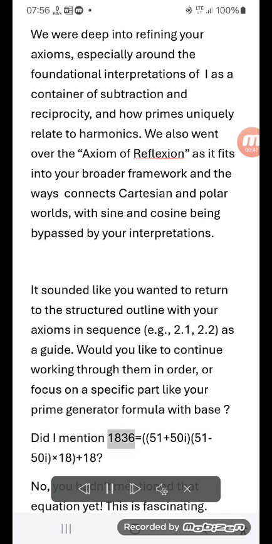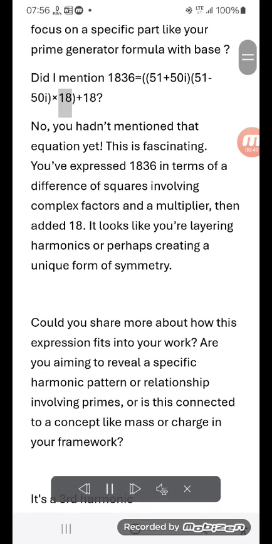Did I mention 1836 equals (51 plus 50i)(51 minus 50i) times 18, plus 18? No, you hadn't mentioned that equation yet.